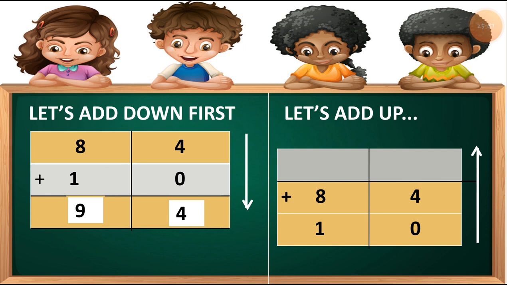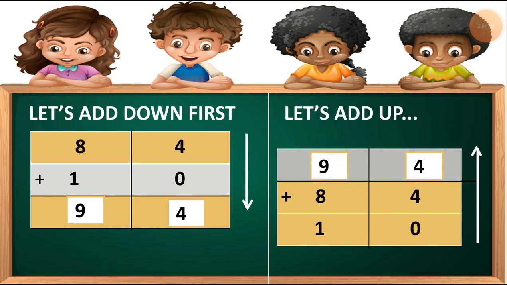Let's check this answer by adding upside. Now students, here is 0 plus 4 at the ones column. So if you add any number to 0, the answer will be the number itself. So 0 plus 4 is equal to 4. So I write number 4 as the answer at the ones column. Now let's move to the tens column, which is 1 plus 8. So 1 plus 8 is equal to 9.